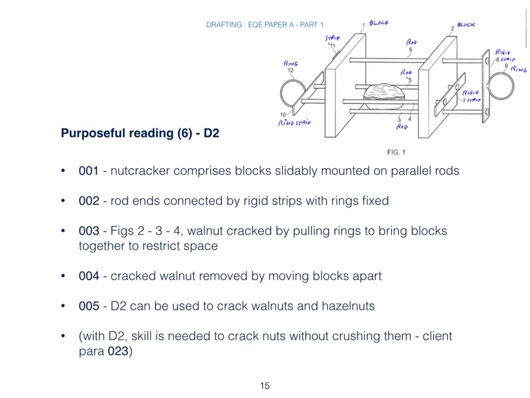In this position, the cracked walnut can be removed from the nutcracker, and I have noted down for paragraph 4, cracked walnut removed by moving blocks apart, for all that description. And then we have a final paragraph, which is paragraph 5, which says, although the figures show the nutcracker cracking a walnut, it can also be used to crack a smaller nut, such as a hazelnut. And I've noted down D2 can be used to crack walnuts and hazelnuts.